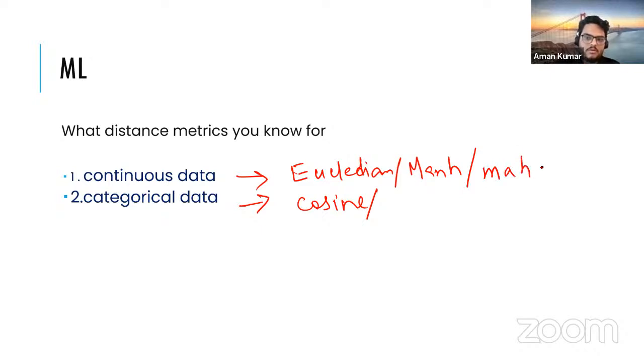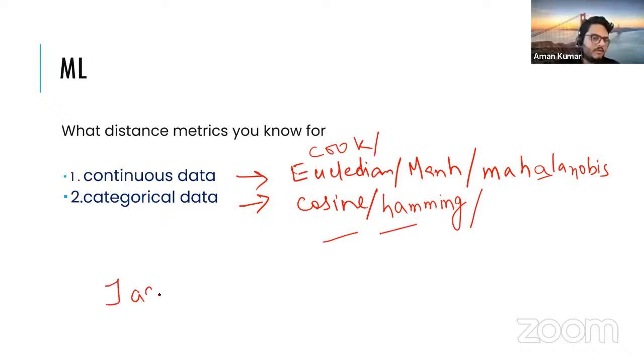Let me write it here. Hamming is, I think, here, right? Hamming. Please correct me if I'm putting something wrong here, okay? Cook's distance for continuous, okay. So let's add Cook's distance here. Hamming is for categorical, right? I'm not adding wrong here, right? Jaccard is for which one? Do you know?